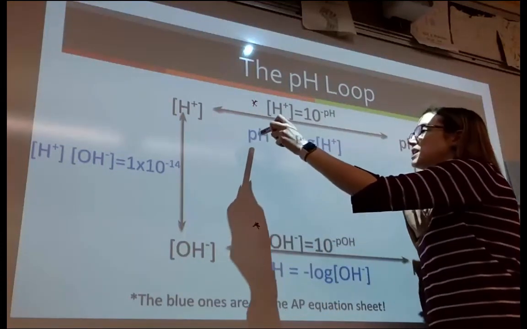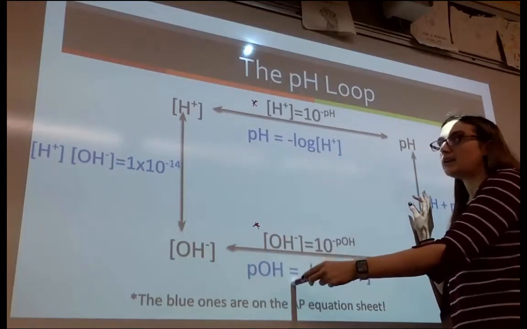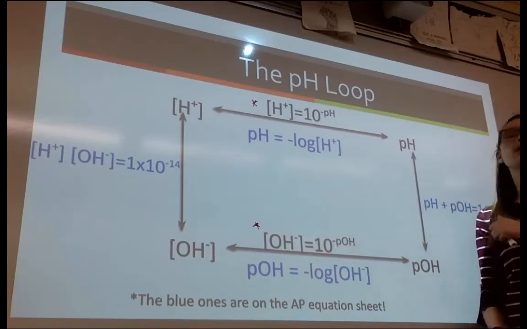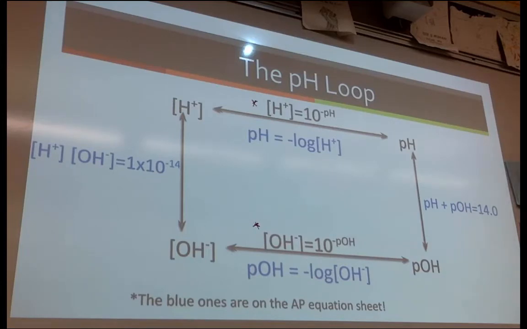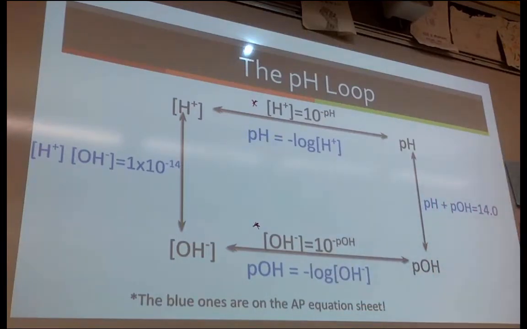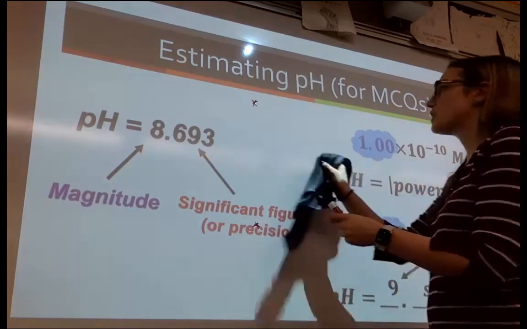pH means you're taking the negative log of H. pOH means you're taking the negative log of OH. You have to pay attention to what you're working with. You cannot take the negative log of OH and say, there's pH. That's pOH, and then you have to do something else to get to pH. And we'll look at going through these different calculations. Now we're going to talk more about this as we go through and practice multiple choice questions.